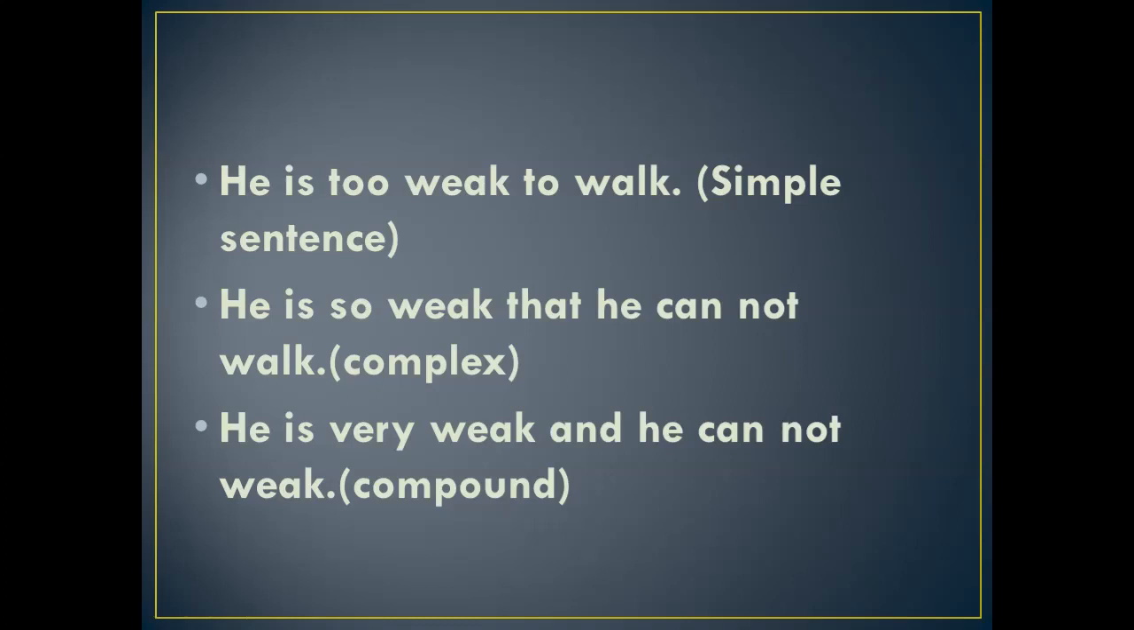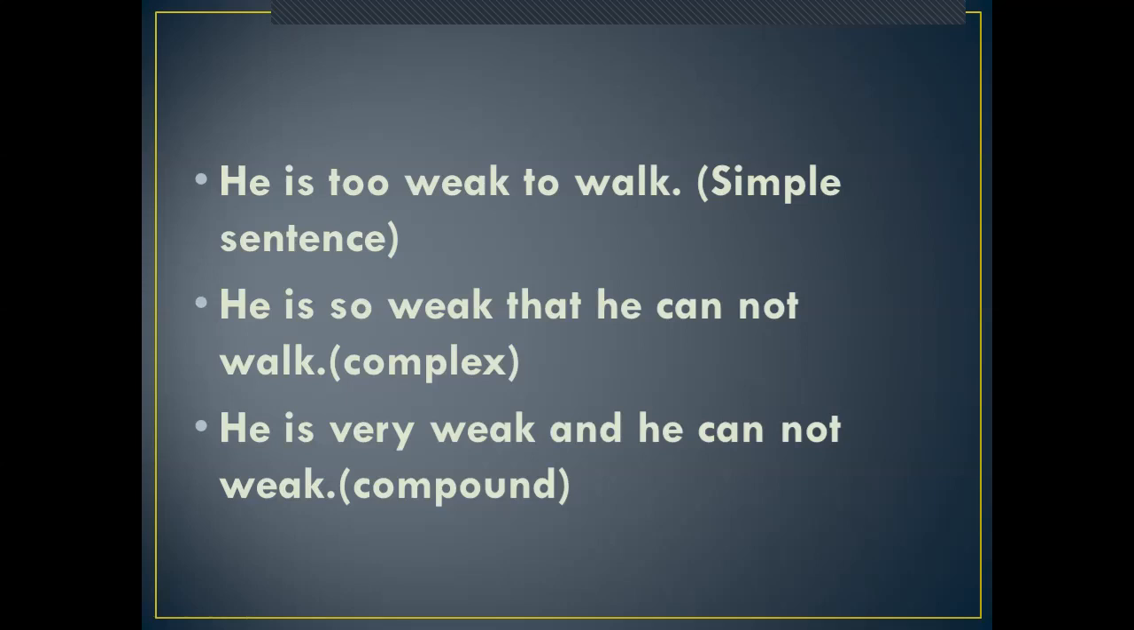Okay, so here: he is very weak, he cannot walk. Two independent clauses. "He is very weak" is one independent clause, and "he cannot walk". Sorry, I said weak, actually this is walk. Extremely sorry for that mistake. He is very weak and he cannot walk. Okay, so in this way we can change from simple to complex, and from complex to compound.